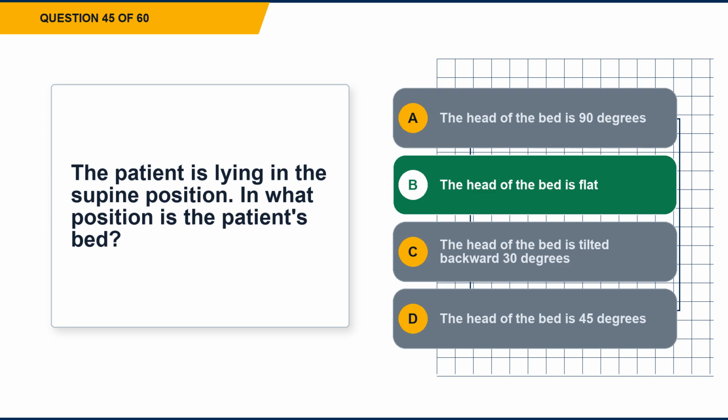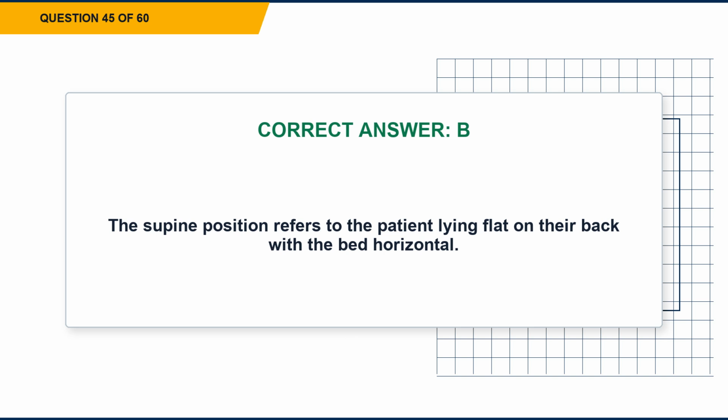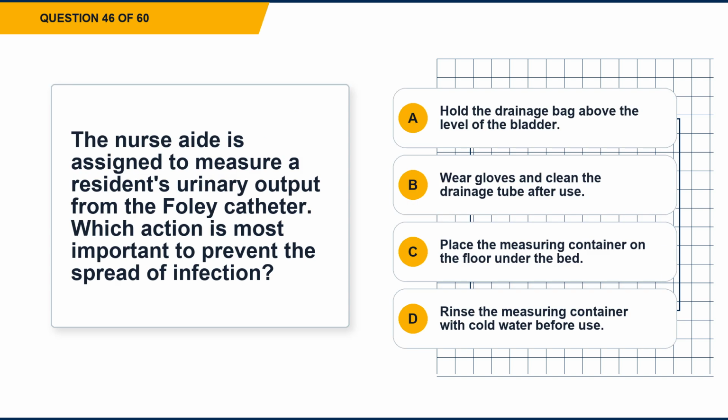The correct answer is option B, the head of the bed is flat. Explanation. The supine position refers to the patient lying flat on their back with the bed horizontal. Question 46. The nurse aide is assigned to measure a resident's urinary output from the Foley catheter. Which action is most important to prevent the spread of infection?